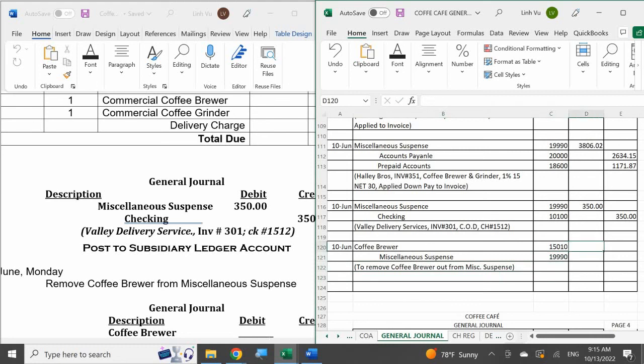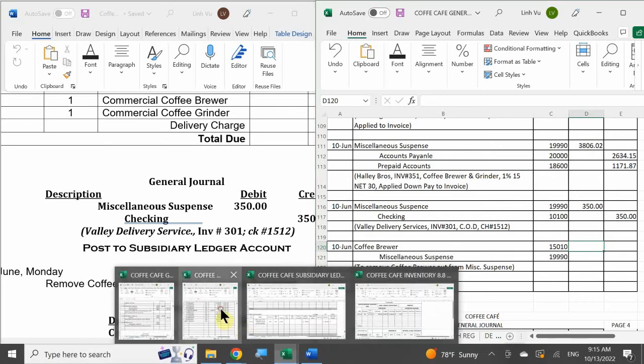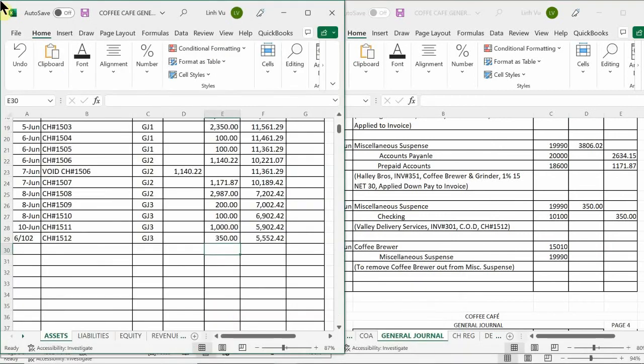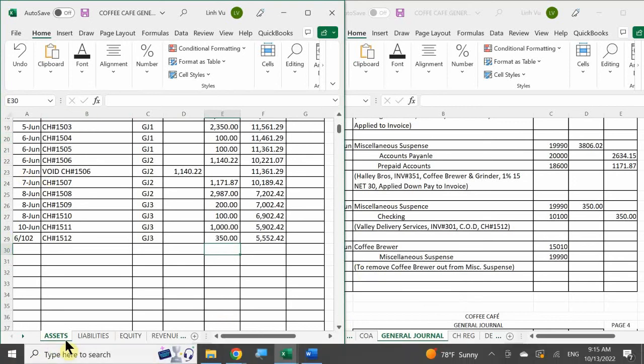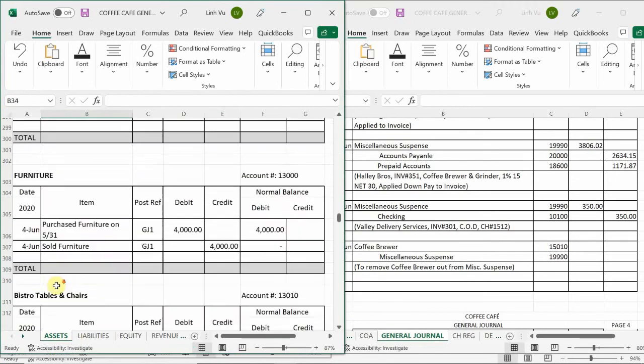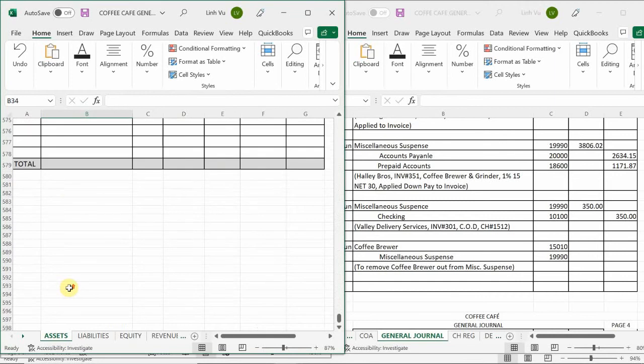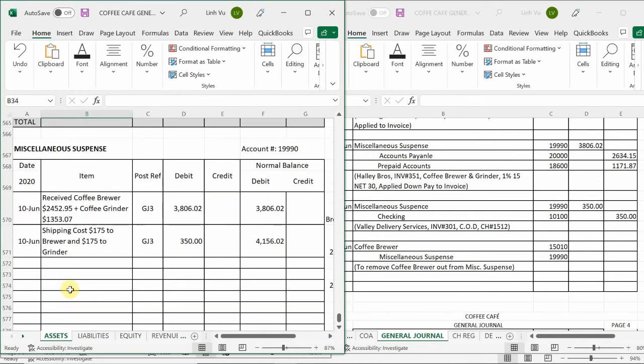Now, how much am I going to move out? Well, we need to determine, right? How much was your coffee brewer? So you do need to take a look at your ledger, right? Because your ledger tells you the grand total amount of your entire miscellaneous suspense account, right? I know for a fact that, yes, my coffee brewer is currently at $2,452.95. And I also need to add that $175 shipping for the coffee brewer.